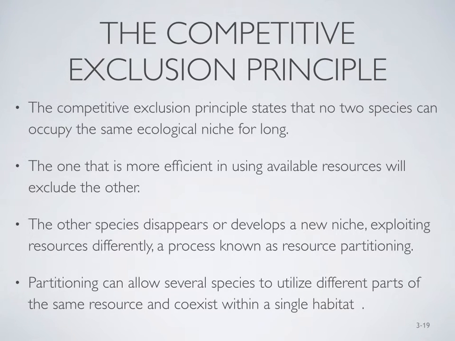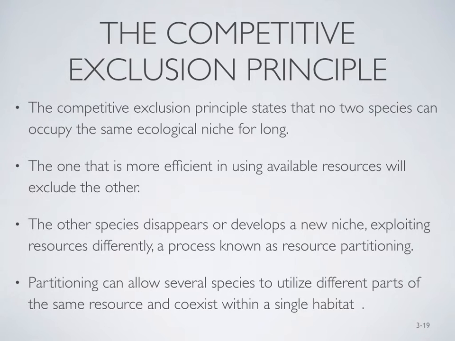As explained by Russian biologist G.F. Gauss, complete competitors cannot coexist. The general term for this idea is the principle of competitive exclusion. That is, no two species can occupy the same ecological niche for long. The species that is most efficient in using available resources will exclude the other. The other species disappears or develops a new niche, exploiting resources differently, a process known as resource partitioning.